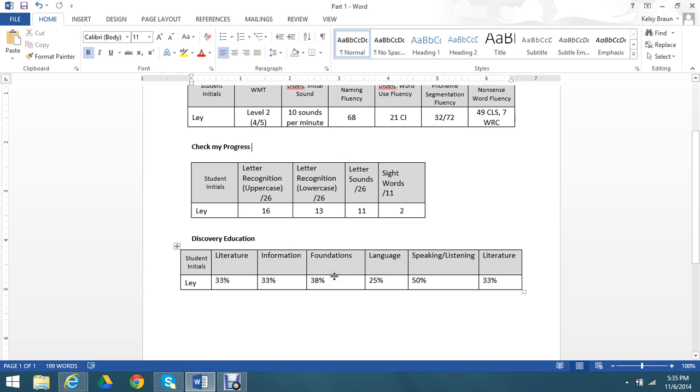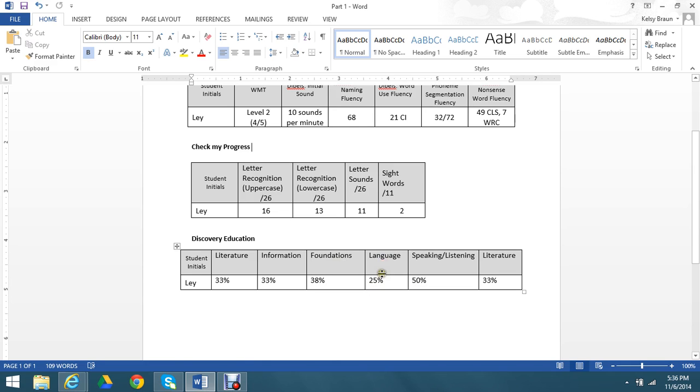Looking at foundations. Foundations is all of the letters and sounds and everything that we talked about up here. So looking at those letters, being able to say the sounds, looking at pictures, being able to talk about what sounds he hears in those words, and just moving those sounds around, recognizing sounds, all of that. That's foundations. Again, about 1/3 he got correct. Looking at language, it's a little bit lower, 25%, so about 1/4 he got correct.